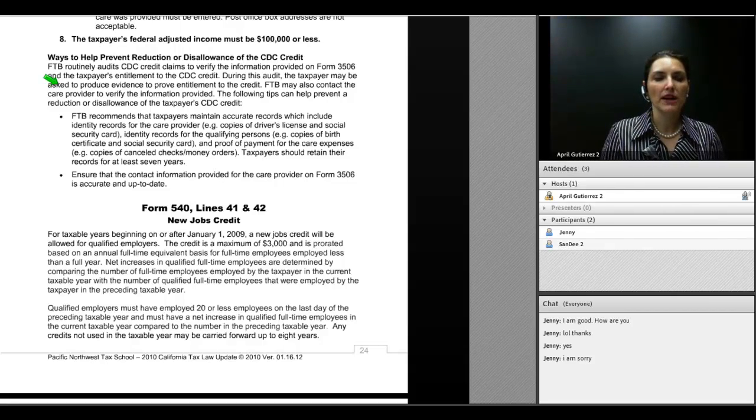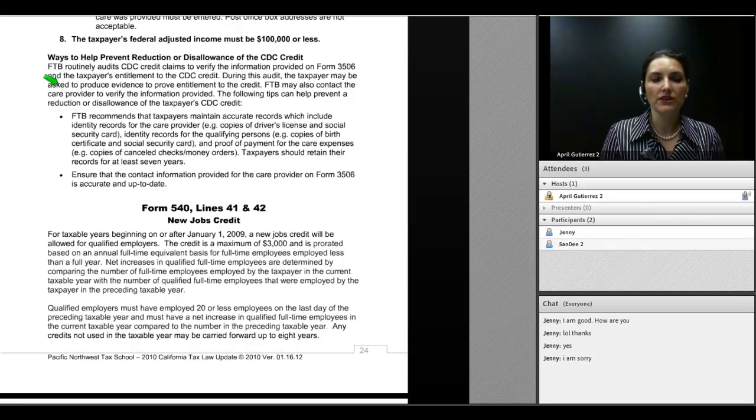The Franchise Tax Board recommends that taxpayers maintain accurate records, which include identity records for the care provider, for example, copies of driver's license and Social Security card; identity records for the qualifying person, examples of which include copies of birth certificates and Social Security card; and proof of payment for the care expenses, for example, copies of canceled checks and money orders.